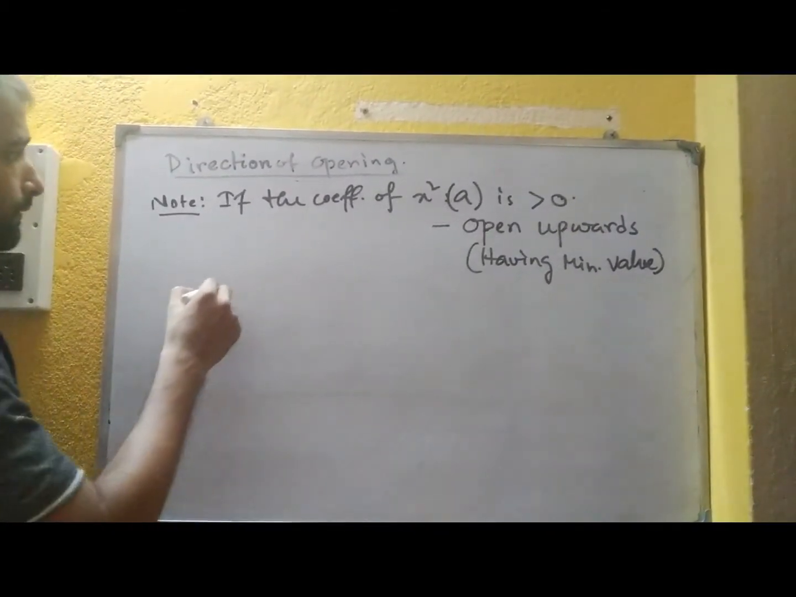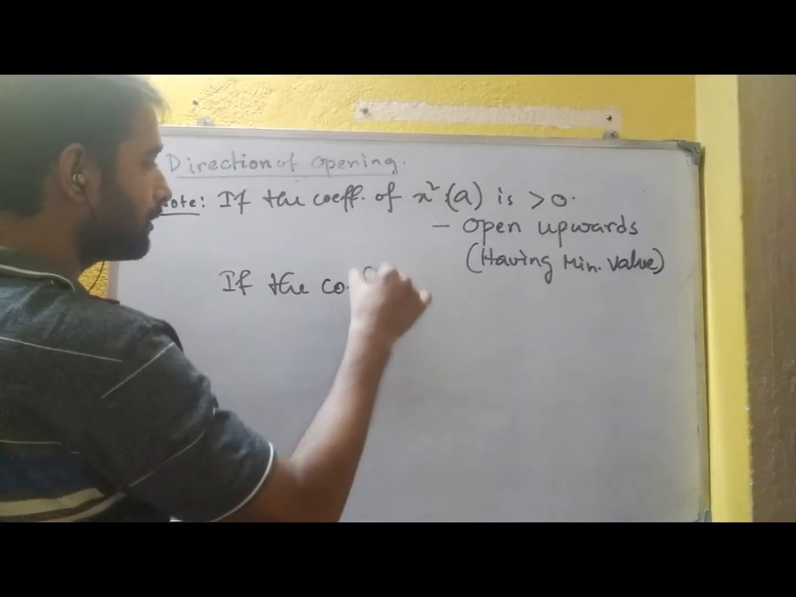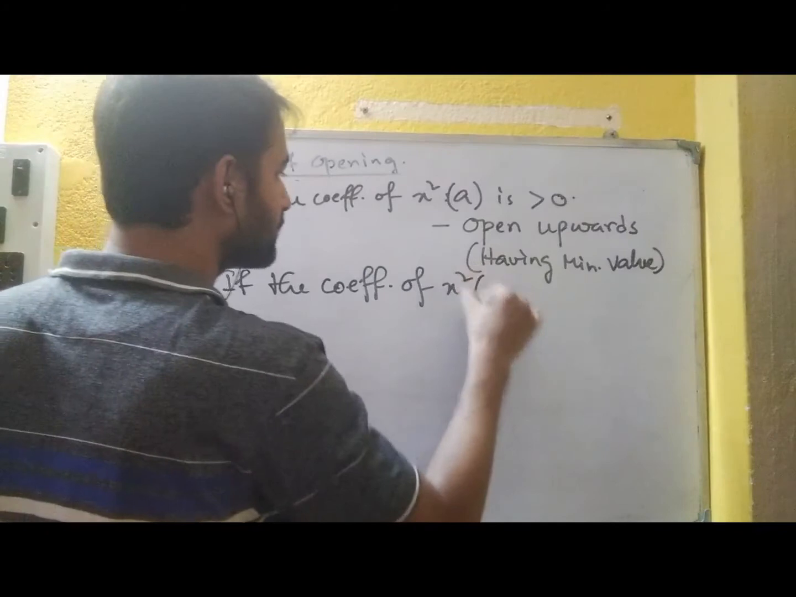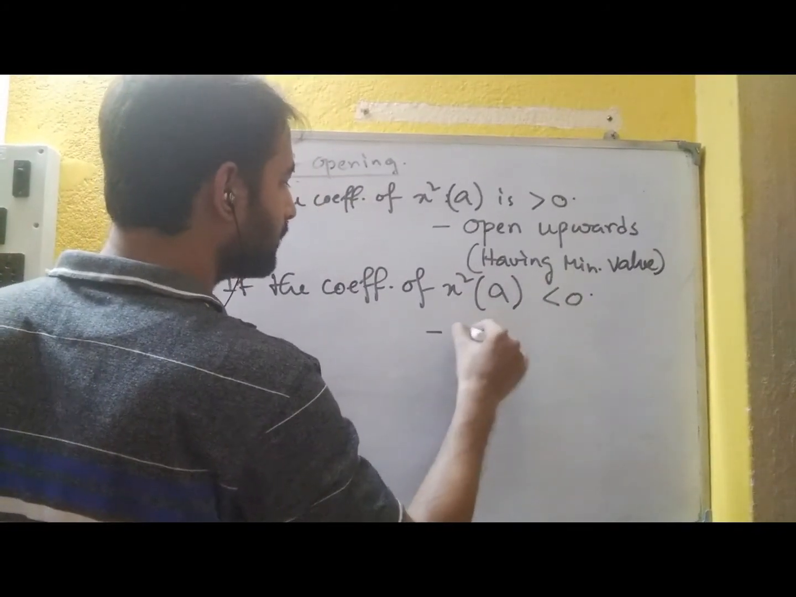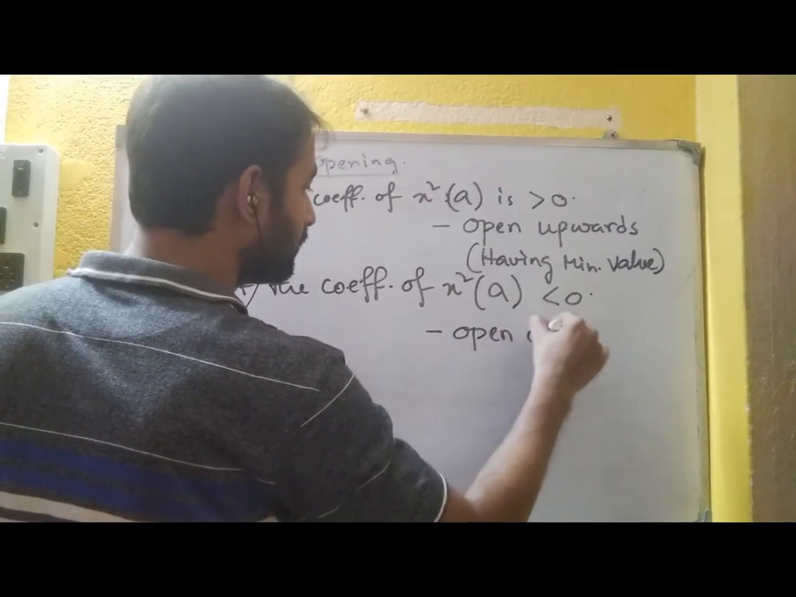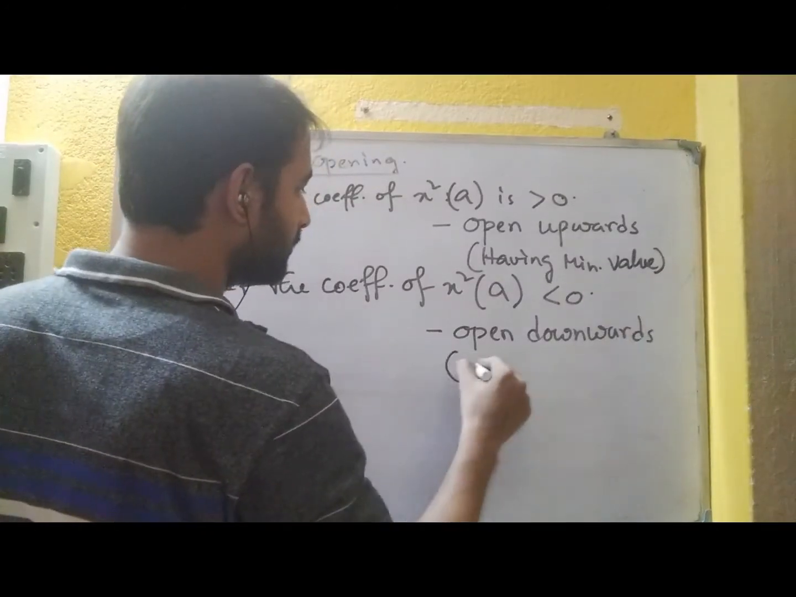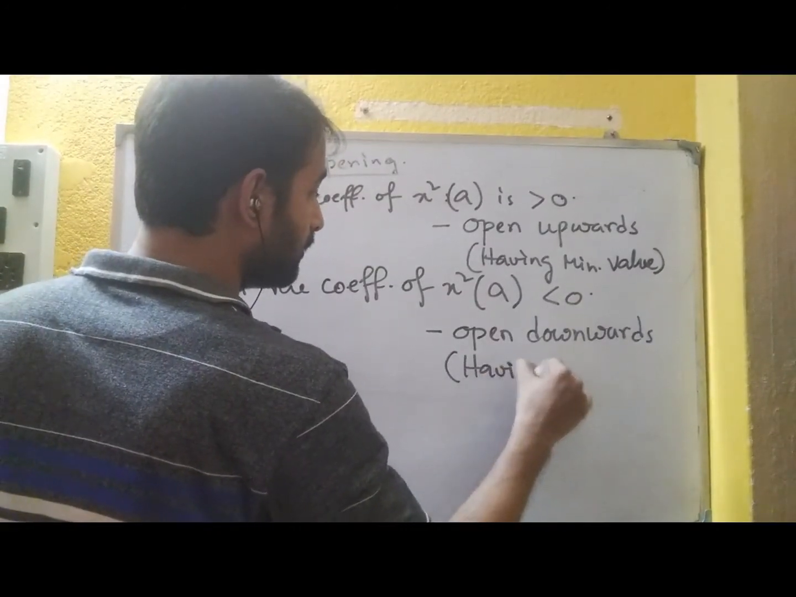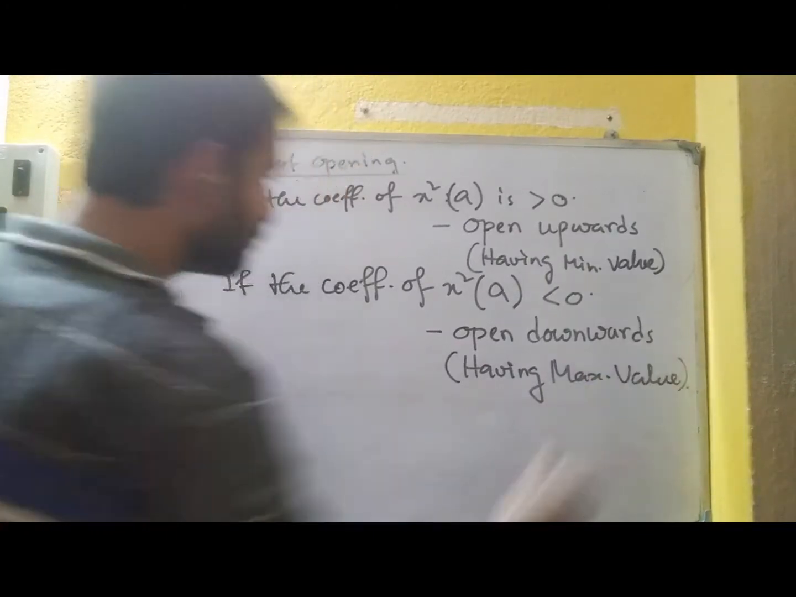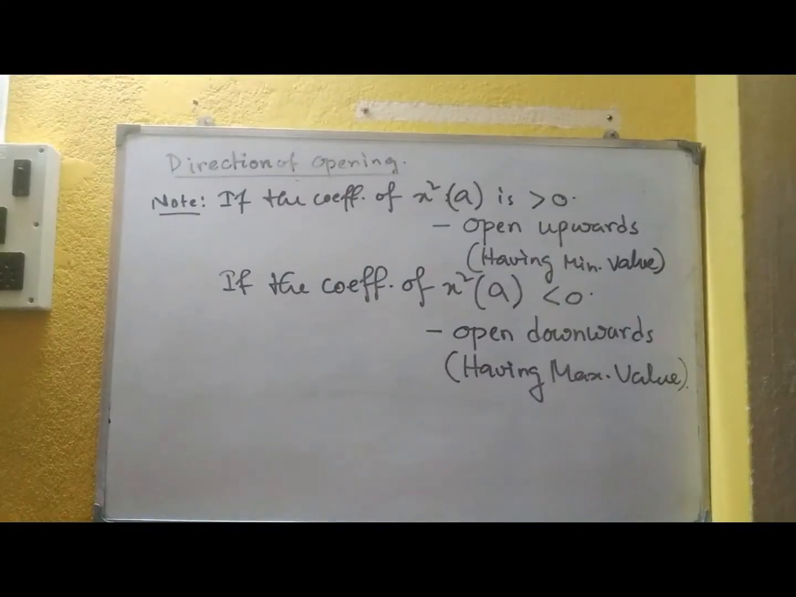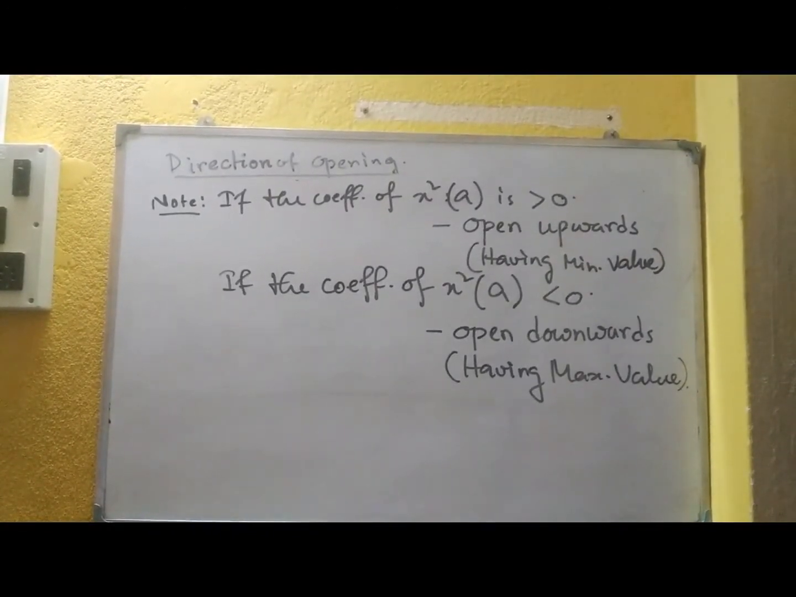And if the coefficient of x square, that is a, is less than 0, then the graph opens downwards, and in this case it will have a maximum value. So these 2 points we have to make under the direction of opening.